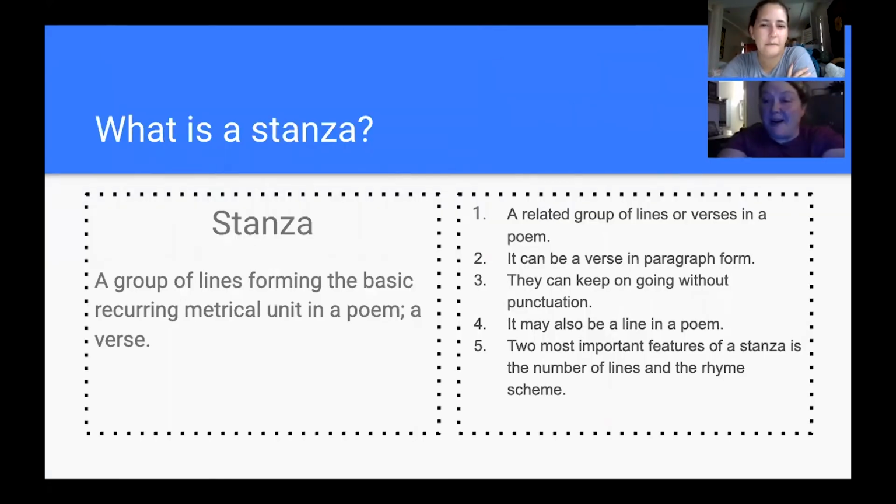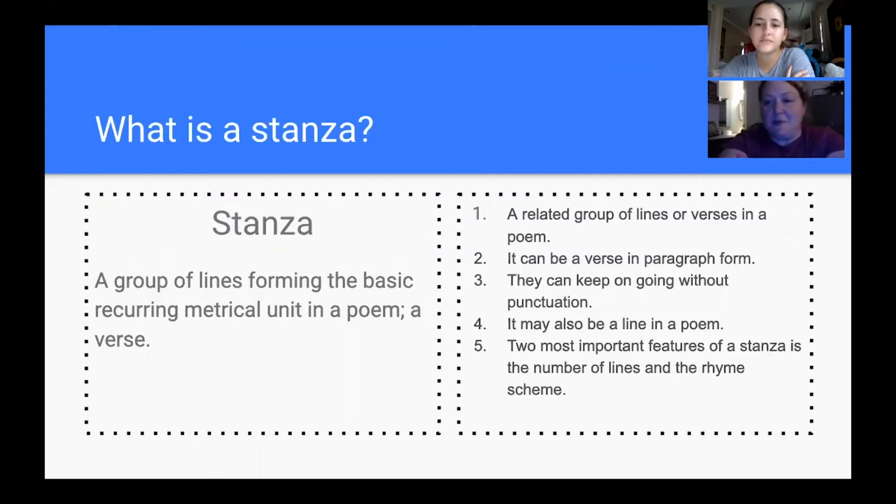So we talked about in the beginning we're gonna learn about a stanza, and she was kind of saying chunks, and then we have that thing in the beginning of talking about stanzas. So what is a stanza? Well, when I looked up stanza, it said a group of lines forming the basic reoccurring metrical unit in a poem and a verse. So that's kind of a really weird way of saying it. So basically a stanza is just a group of lines, and lines mean sentences.